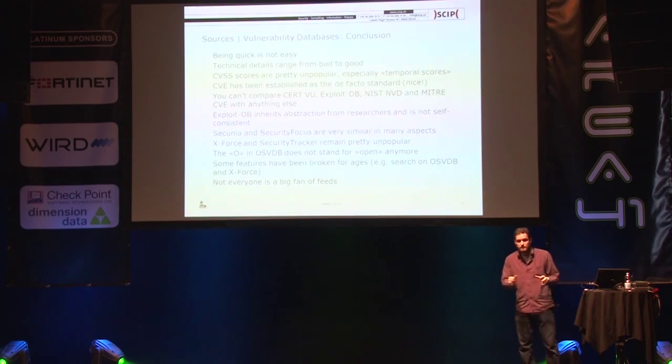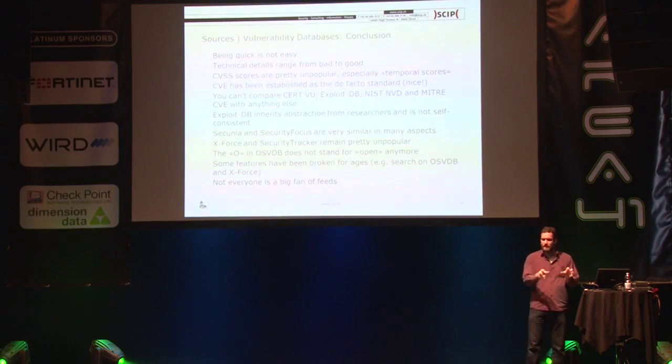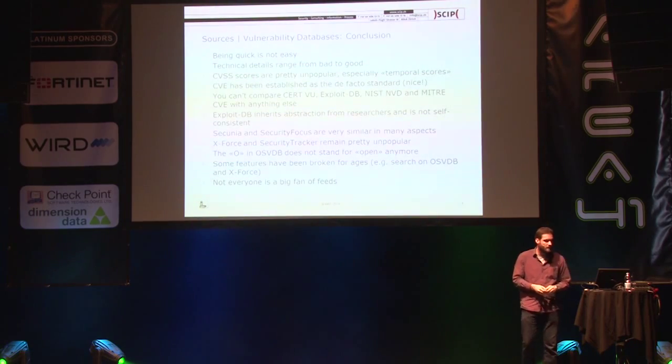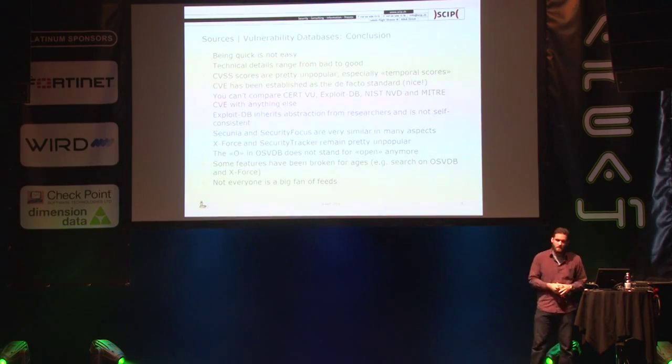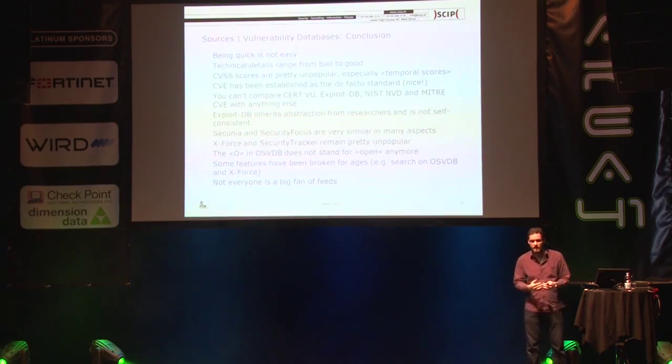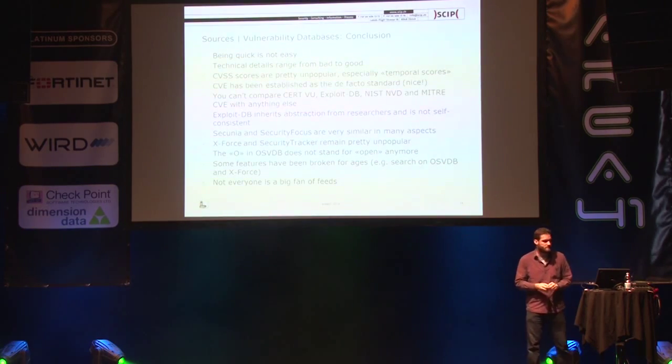Technical details range from bad to good. Some databases do not really provide information on what the context of the attack might look like, with the attack vectors and how you might exploit something, and some others do. So if you just have a simple title and a small description of what the vulnerability might be, it's very hard to understand how to classify it in your own system. So that's the reason why you have to use different sources.